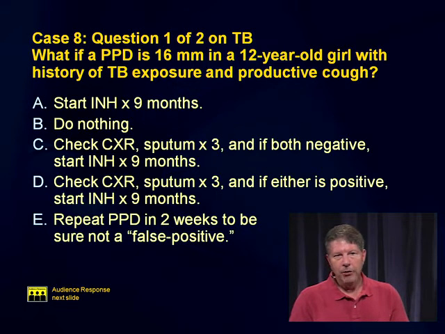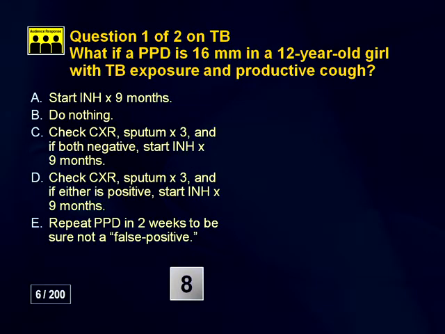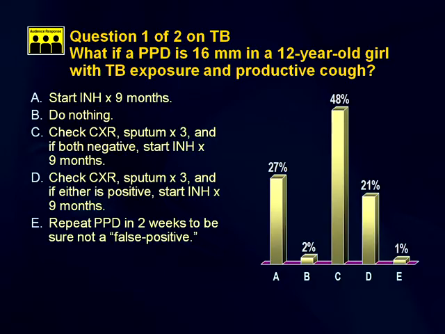Do you want to start INH on her for 9 months? Do you want to do nothing? You want to check a chest x-ray and sputum on her, and if both of these are negative, start her on INH? You want to check a chest x-ray and sputum, and if either of these is positive, you want to start INH for 9 months? Or do you want to repeat a PPD in 2 weeks to be sure this is not a false positive? So what do y'all think? Okay, good. So 48% of you got this right.